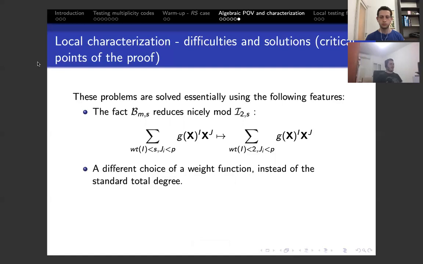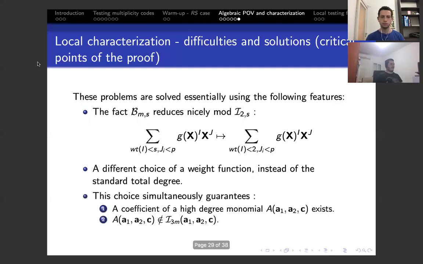Also, we choose a different weight function instead of the standard total degree. And this choice helps us to find such a coefficient, of A1, A2, and C, which exists and also does not cancel out. It is not in the ideal I3M, A1, A2, C. So again, we use the ideal-based view to look for an evaluation which is non-zero. And yeah, so that's basically it for the characterization part.